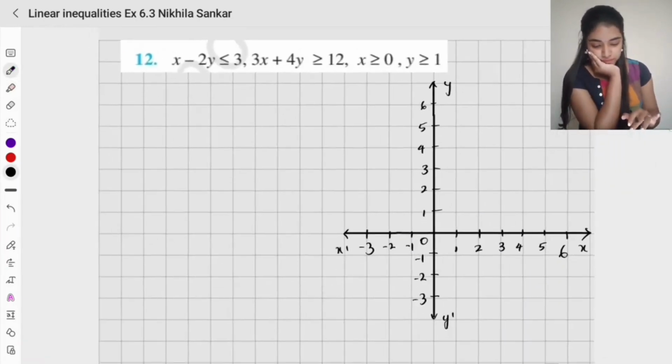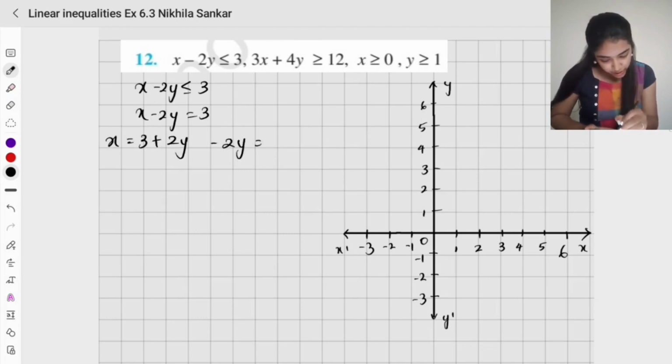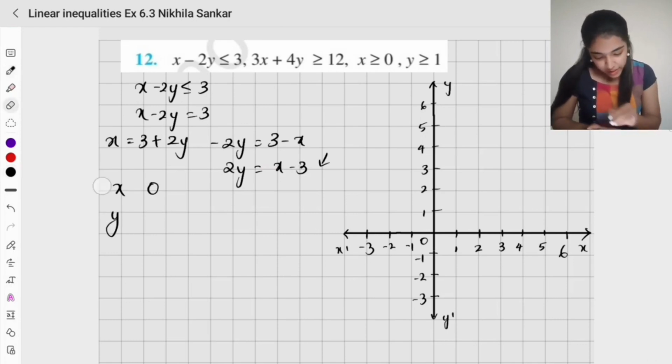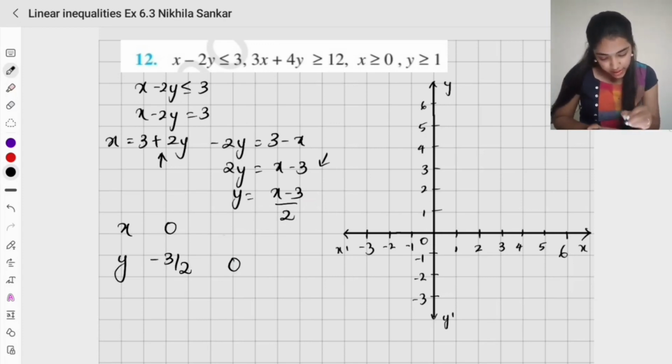Question number 12. X minus 2y less than or equal to 3. X minus 2y equals 3. So x is equal to 3 plus 2y. 2y is equal to x minus 3. Multiplying by minus 1, I'll have a tabular column when x is equal to 0. What is my y? I'll write another step for y. So y equals (x minus 3) divided by 2. If I make a tabular column, when x is equal to 0, y is equal to minus 3 divided by 2. And when y is equal to 0, x is equal to 3.